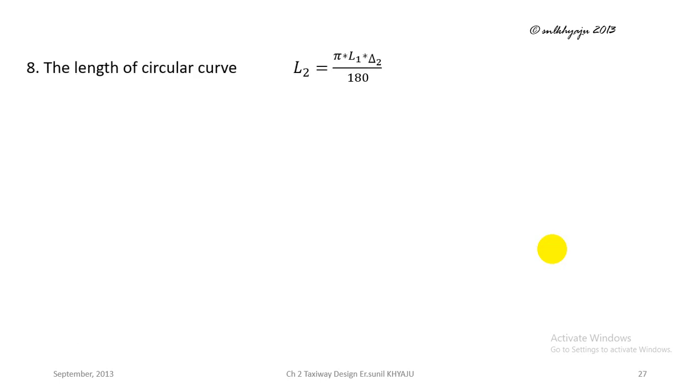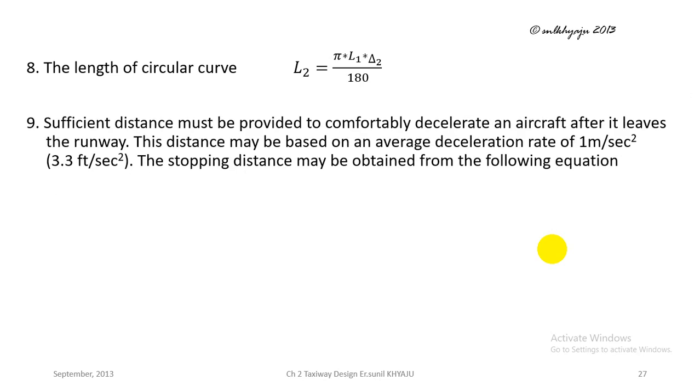The length of circle curve is calculated from L2 equals pi L1 into delta 2 divided by 180. Sufficient side distance must be provided to comfortably decelerate an aircraft after it leaves the runway. The distance may be based on the average deceleration rate of 1 meter per square second. The stopping distance may be obtained from the following relation or equation.